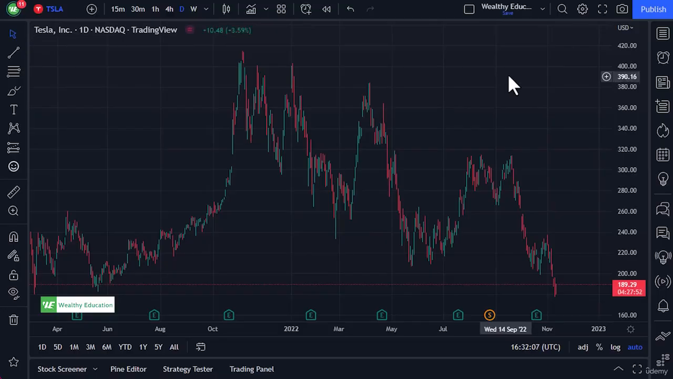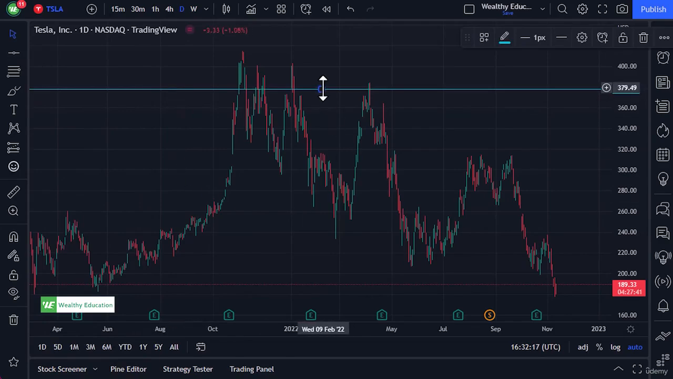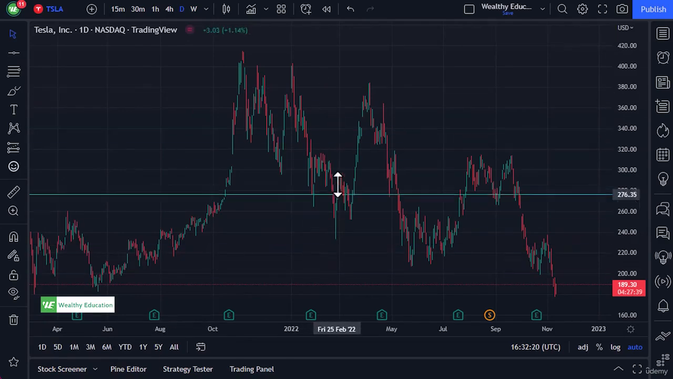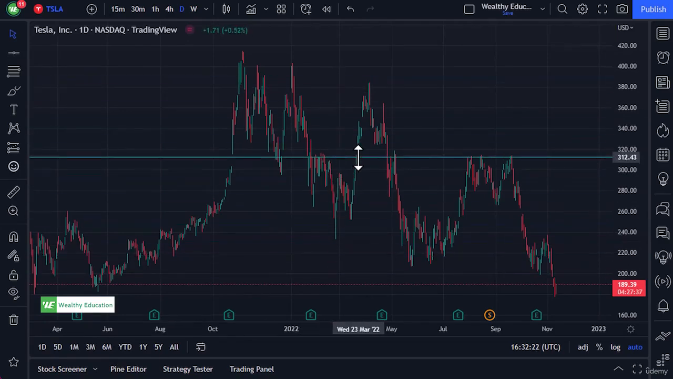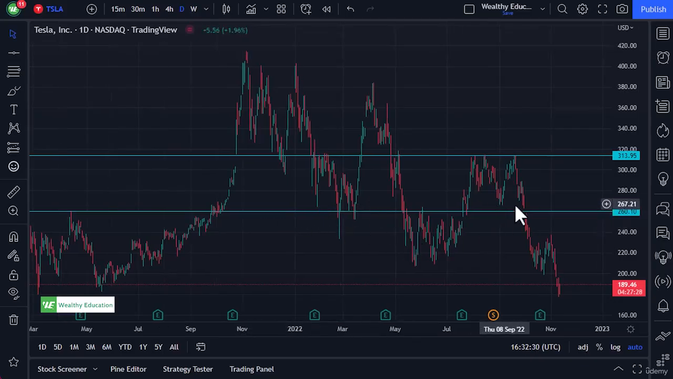So how do you draw the lines? Well, it's really quite easy. There's a trend line tool over here, a little menu. You click on this arrow and you go to horizontal line and you just click it on the chart. Notice there's a bubble. You just hold your mouse down and drag it back and forth. So this is our resistance area. You mark that with a line, for example. That's our support area.